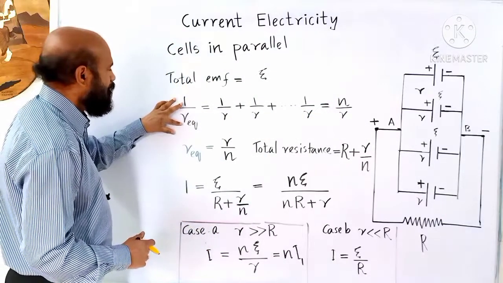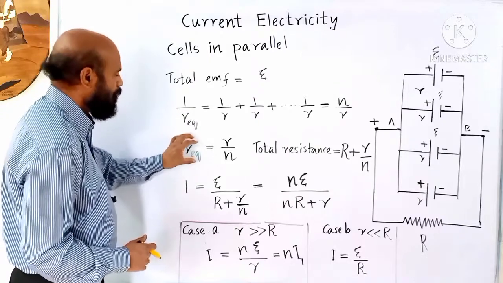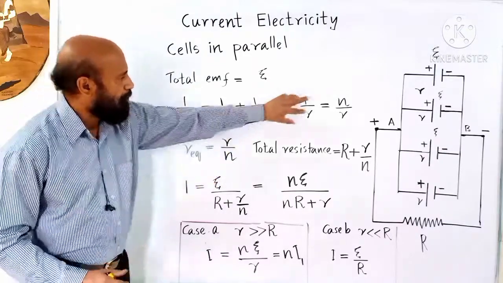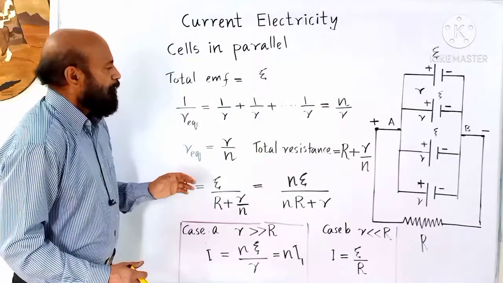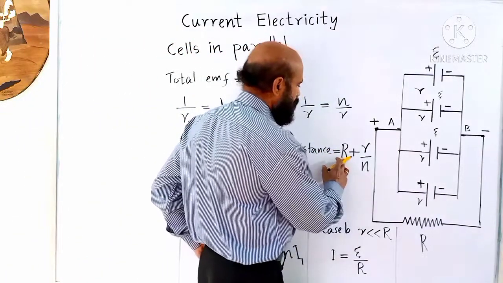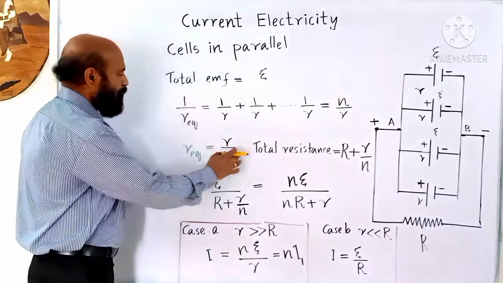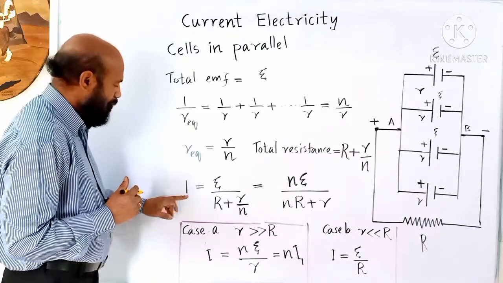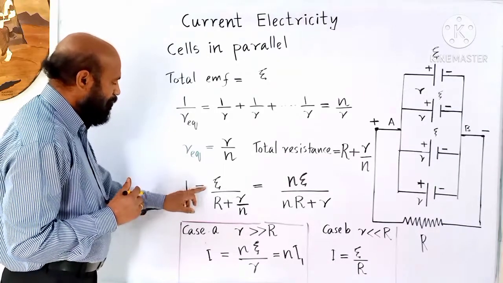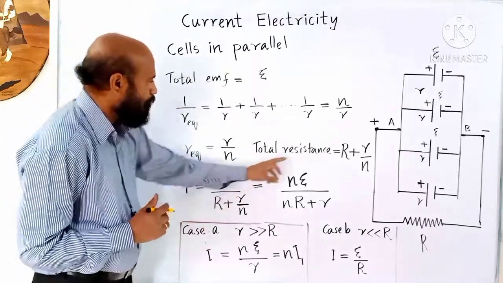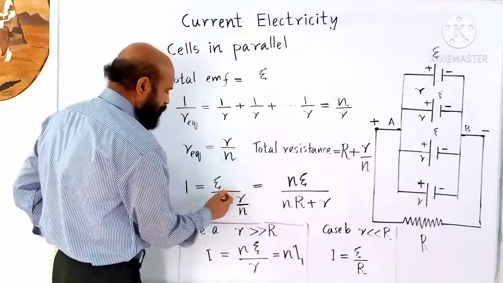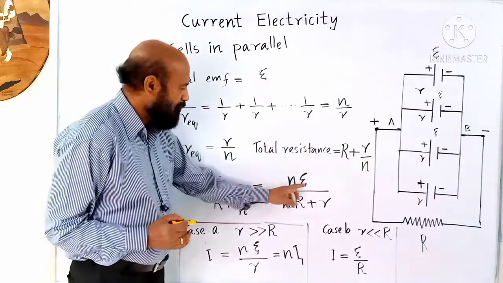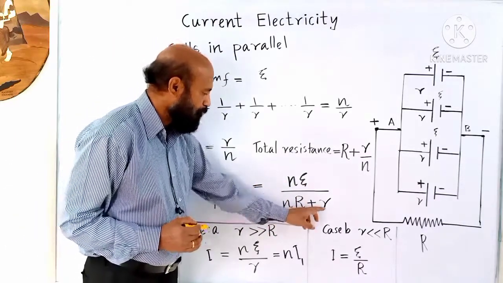Now take the reciprocal. So equivalent value of the internal resistance is equal to r by N, reciprocal of this. Then total resistance is capital R plus equivalent internal resistance, that is r by N. Then current is given by Ohm's law, EMF divided by the total resistance. Then this can be written like this, N R plus r. So this total current is N psi divided by N capital R plus small r.